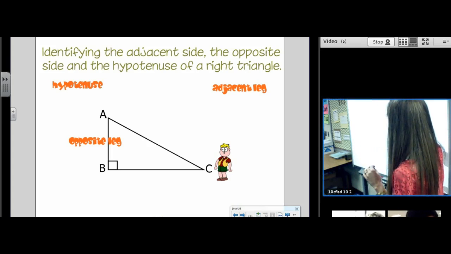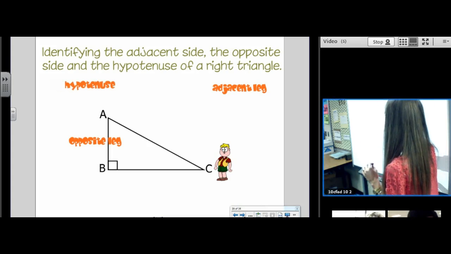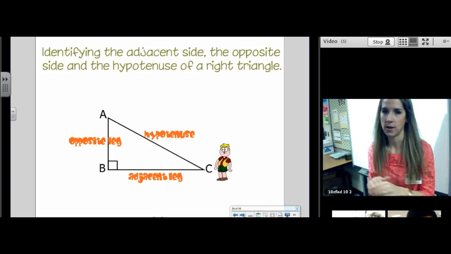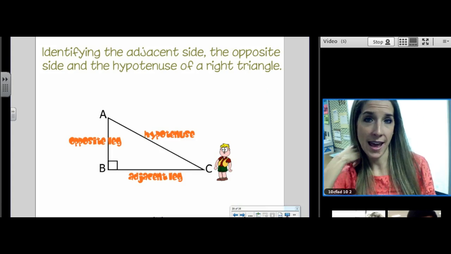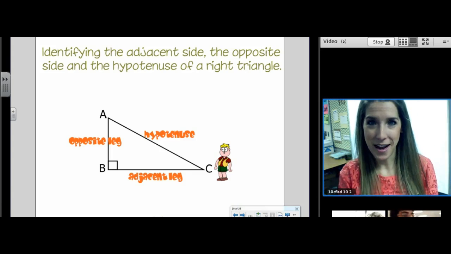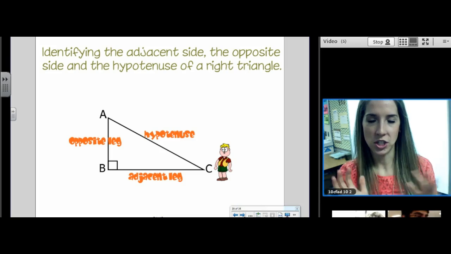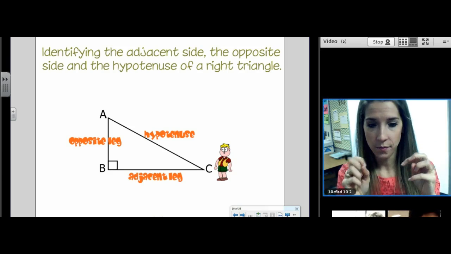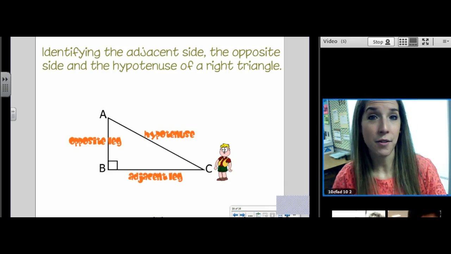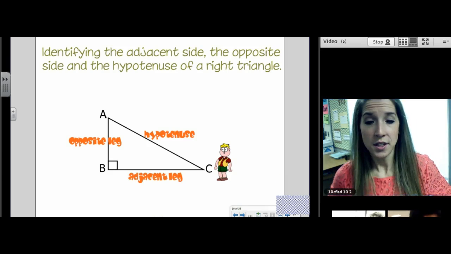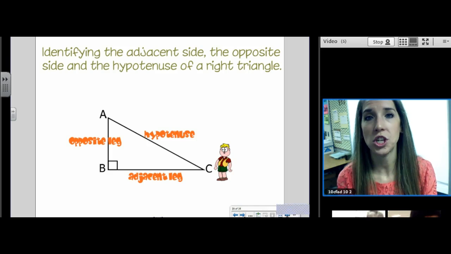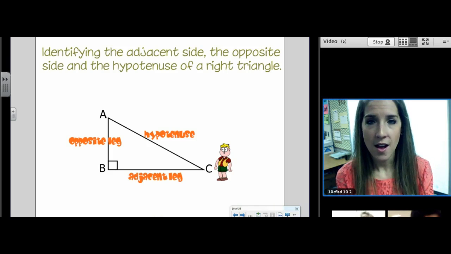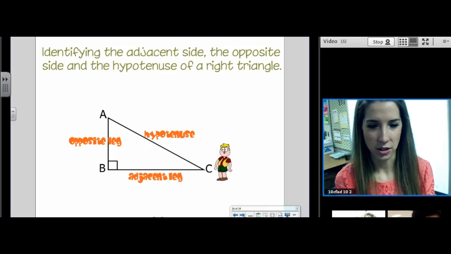AC is the hypotenuse. And then BC, we're going to call the adjacent leg. It's important that we're able to label these because this is the foundation of trig. We need to know which side is opposite, which side is adjacent. Adjacent means next to. And then the hypotenuse is never going to change. That's constant. So the opposite and the adjacent will change depending on what angle you're looking at, but the hypotenuse will never ever change.